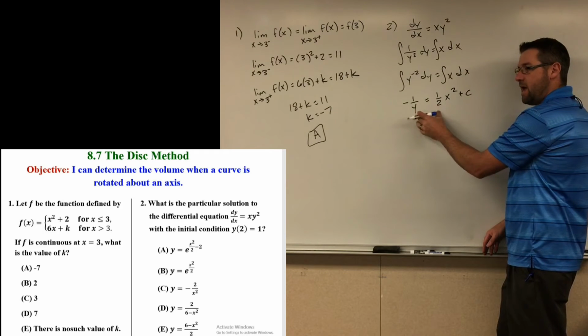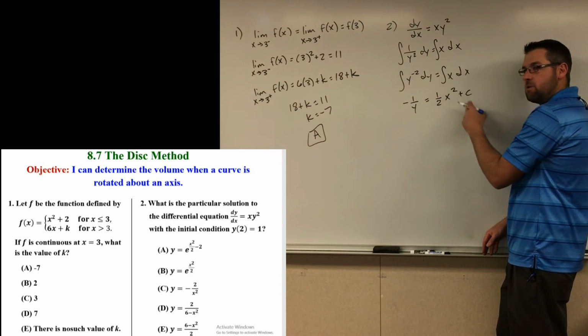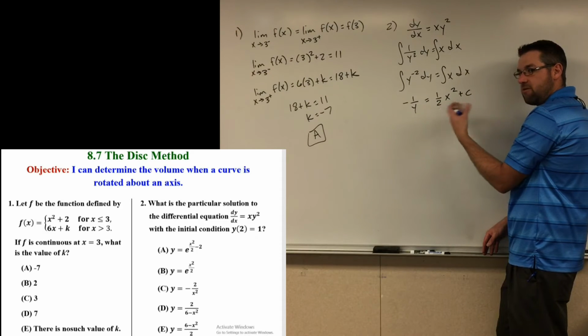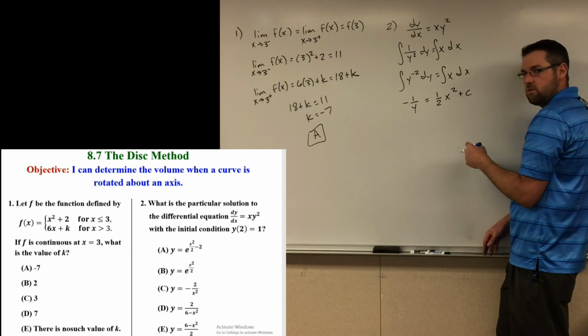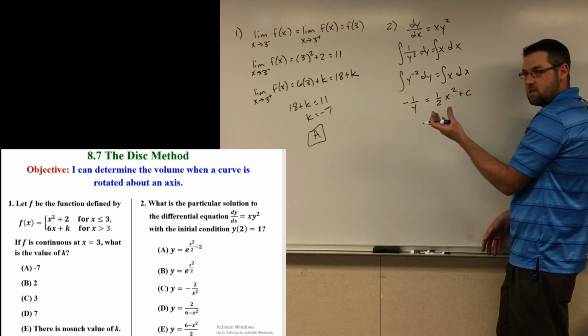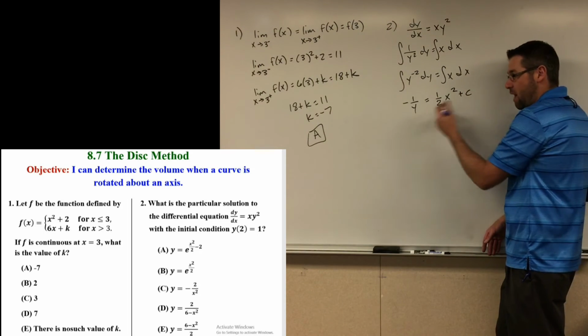You could, right now, solve for y, and then plug in the initial condition later. But if you make an algebra mistake in solving for y, you won't get the point for plugging in to find c, because you made the algebra mistake before you did. So just plug in now and figure out what c is.